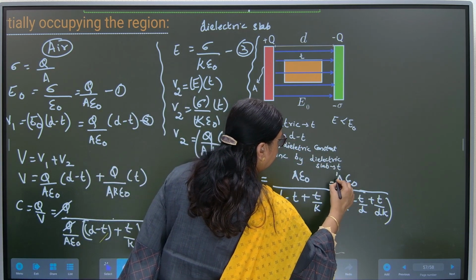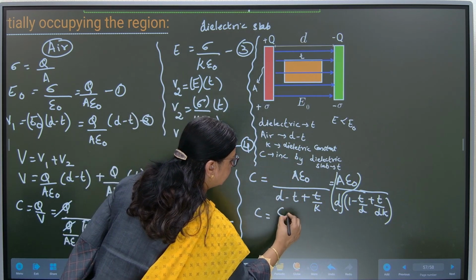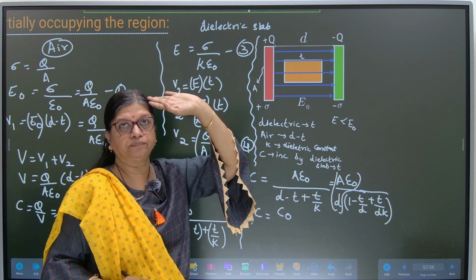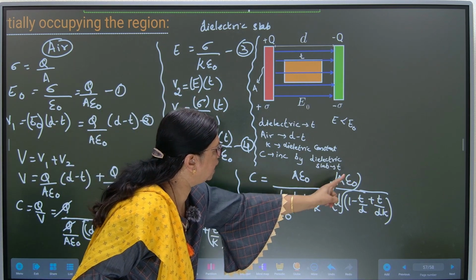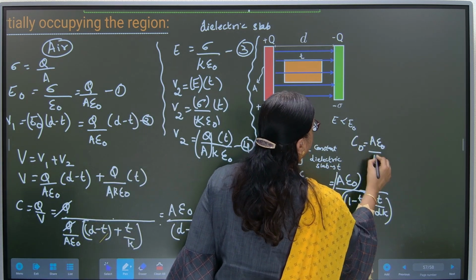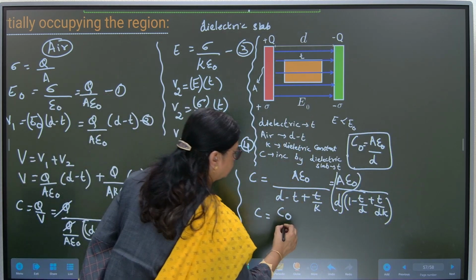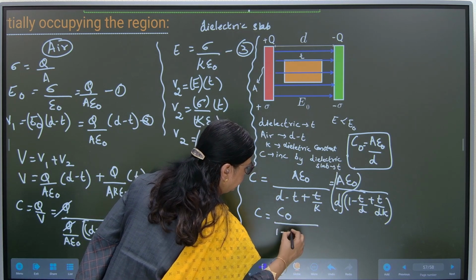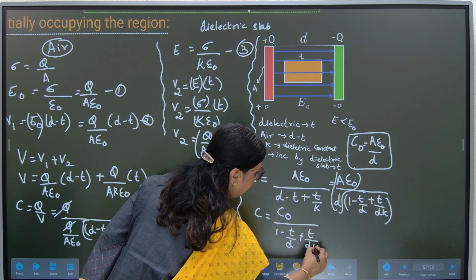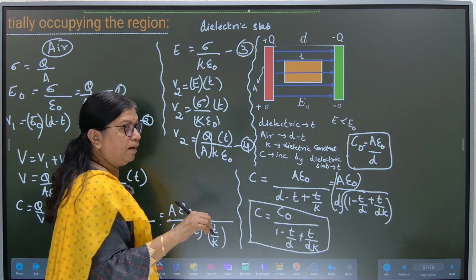Now here A epsilon naught upon D is the capacitance C naught when air was there without the dielectric slab. Fine. So I have substituted A epsilon naught. C naught is equal to A epsilon naught by D. This is what I have substituted. So I have written here C is equal to C naught divided by 1 minus T by D plus T by DK. A very important formula to remember.